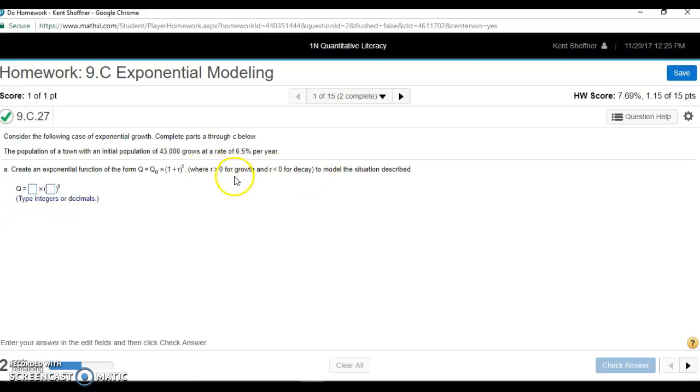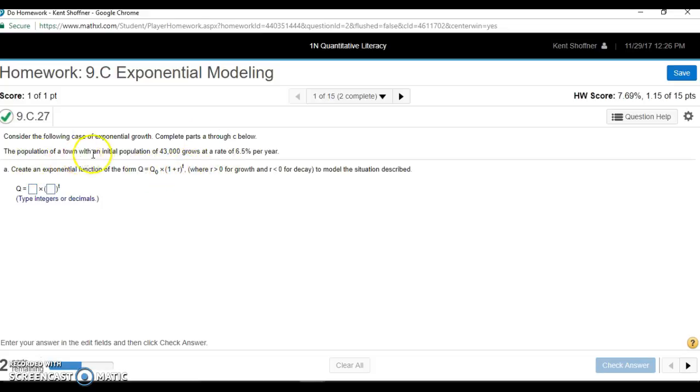If r is greater than 0, I'm taking 1 plus the rate. If r is less than 0, I'm taking 1 minus the rate. So if I have a decay type problem, I'm subtracting from 1. If I have a growth, I'm adding to 1. So our formula is the value we're trying to find, the initial value times parentheses 1 plus r, the rate, raised to the t power.